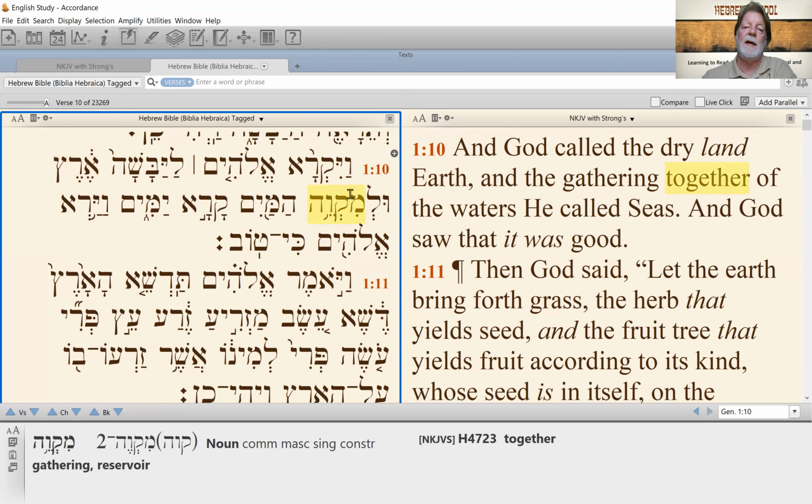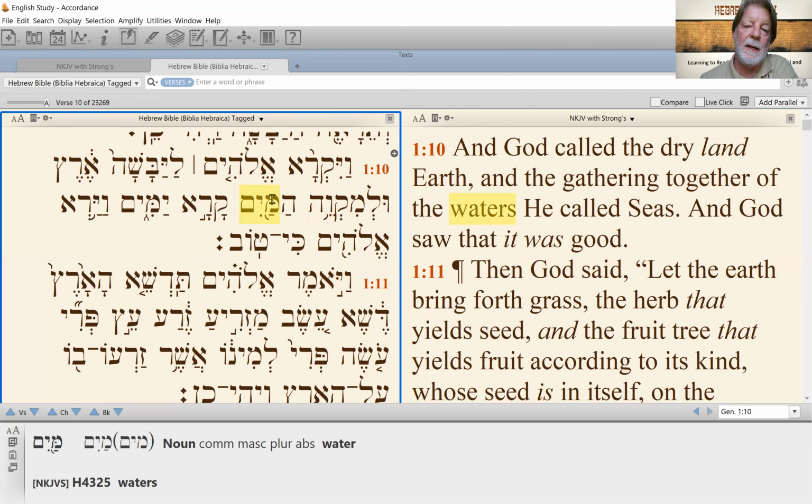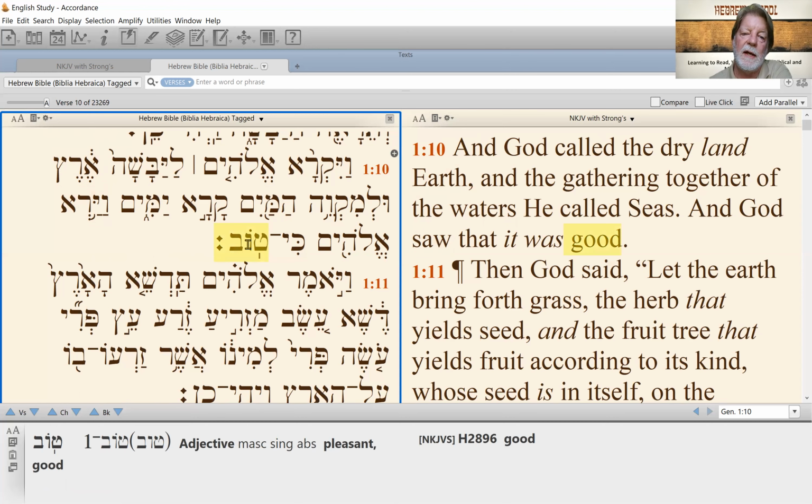Ula mikveh, and to the gathering, Hamaim, of the waters, Kara, he called, Yamim. Yam, Yod Mem, is the Hebrew word for ocean. Since Yamim here is plural, the im ending, because there's more than one ocean on the planet, it's the seas or the oceans. Vayar Elohim, God saw ki tov, that it was good.